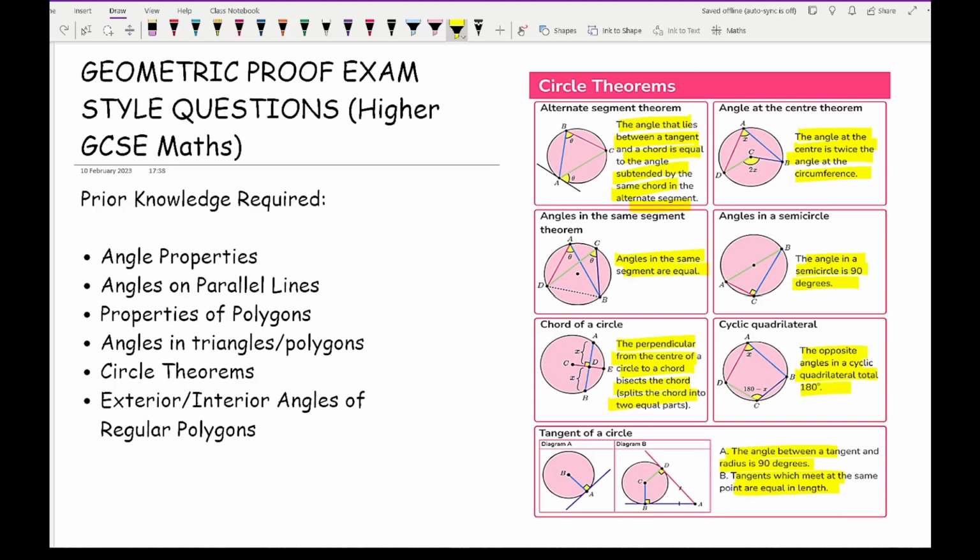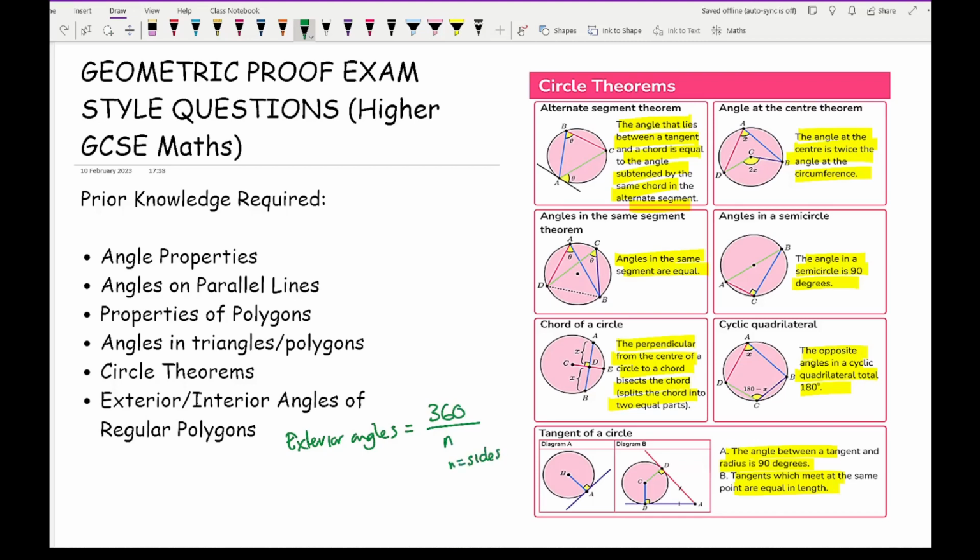And the last one is looking at exterior and interior angles of a regular polygon. Now remember, with exterior angles, all exterior angles add up to 360. So it's going to be 360 divided by n, where n is the number of sides.